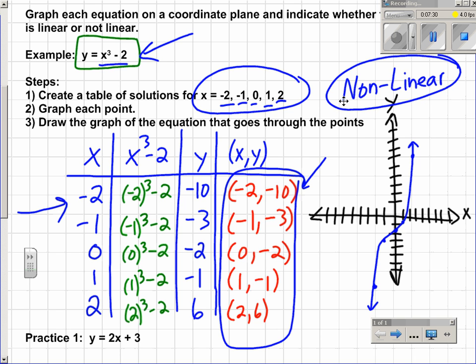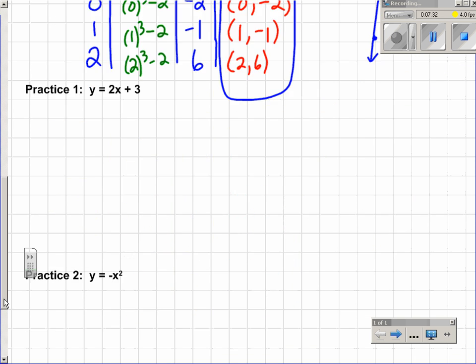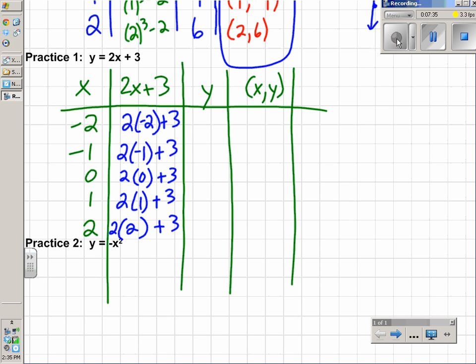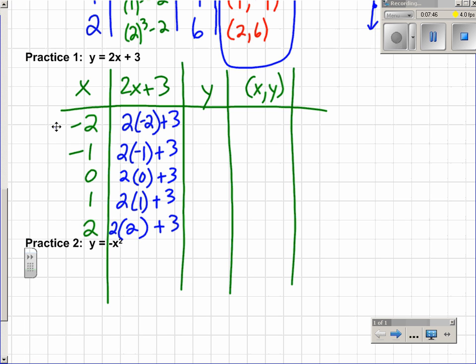All right, we're going to do one more problem together, and then you're going to go ahead and do practice 2 on your own. All right, so I went ahead and set up a table of solutions, so that way we can get the coordinate points for that equation. I listed out the negative 2, the negative 1, the 0, the 1, and the 2. I then use those for my x values, so now I can get the y values.